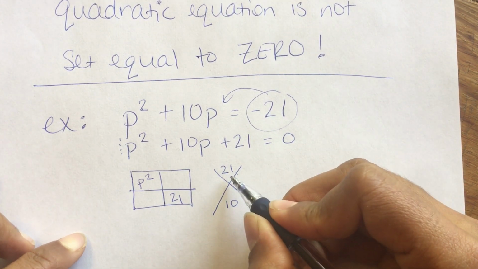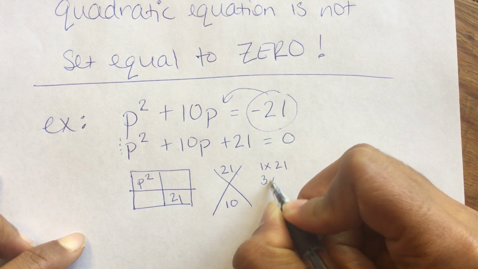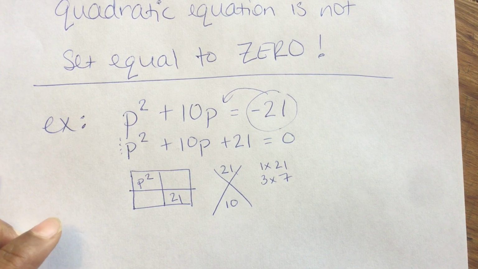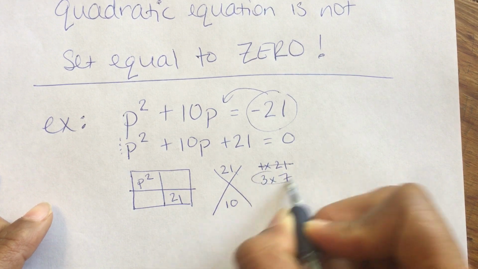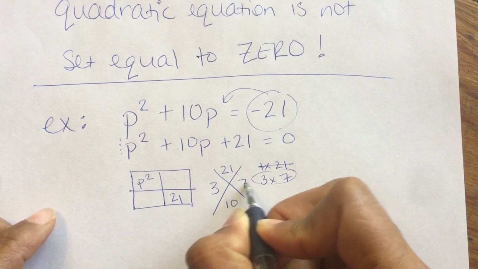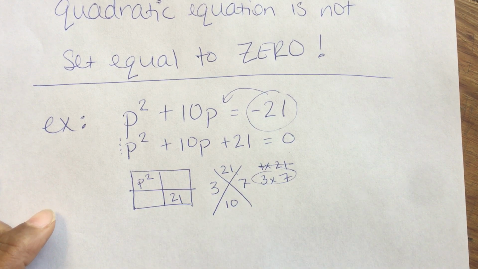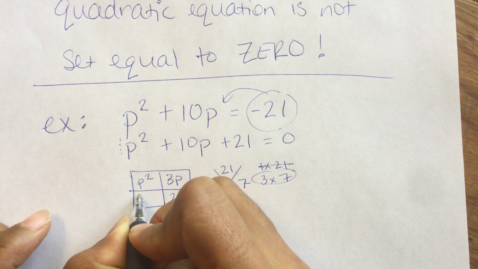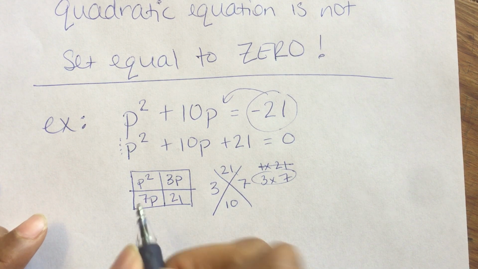Now think of all the ways to make 21 by multiplication. I've got 1 times 21 and 3 times 7. That's all I can think of. So which of those has a sum or difference of 10? Not this, only this. So positive 3 and positive 7 add up to equal 10. They also multiply to give me 21. Everything's perfect. So let's put them over here with p's and pull out the GCF so we can factor this.